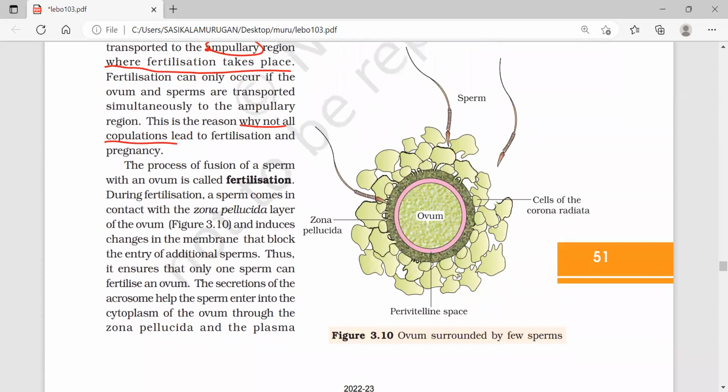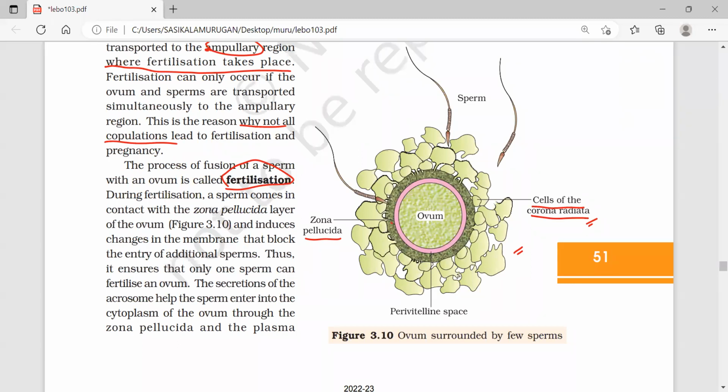Now, the process of fusion of sperms with an ovum is called fertilization. Look at this diagram. These are the cells of the corona radiata, and the inside layer is called the zona pellucida. So, the zona pellucida and the corona radiata. The corona radiata is the outermost layer of cells, followed by the zona pellucida, and it is around the ovum.